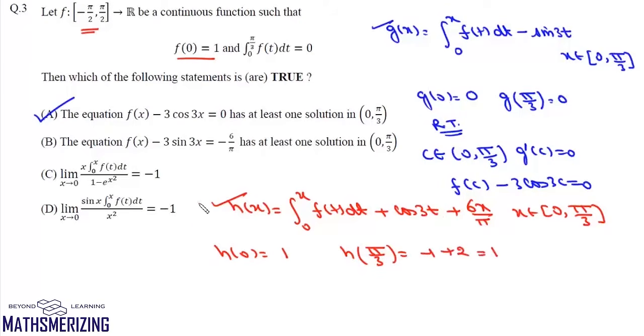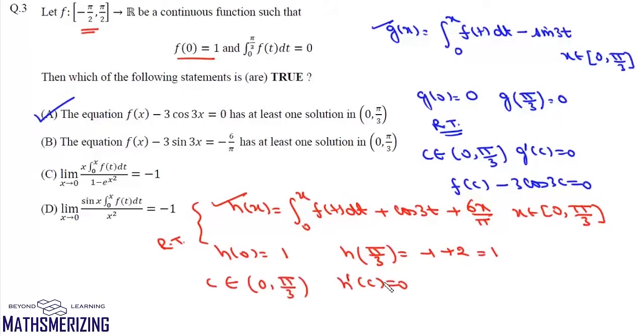So again this function h(x) satisfies all the three conditions of Rolle's theorem. So again from Rolle's theorem we can say there exists at least one c in the interval 0 to pi by 3 such that h'(c) is 0.